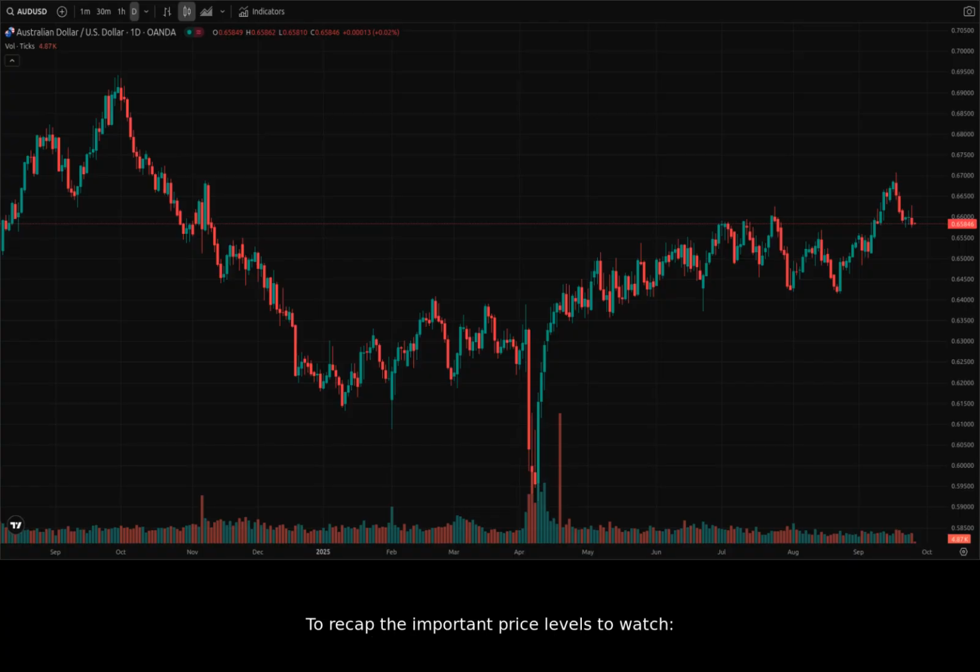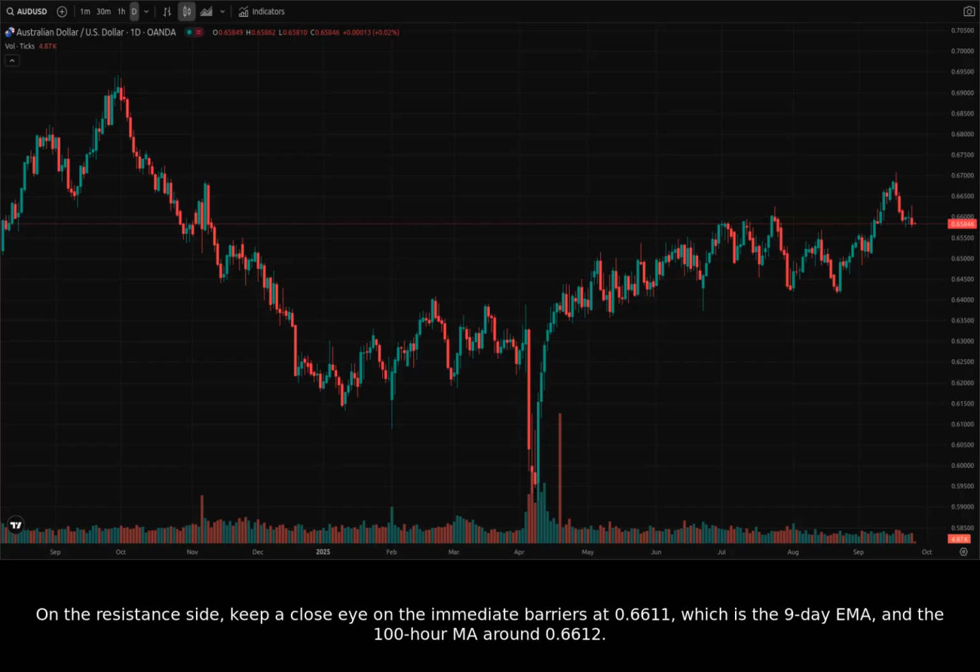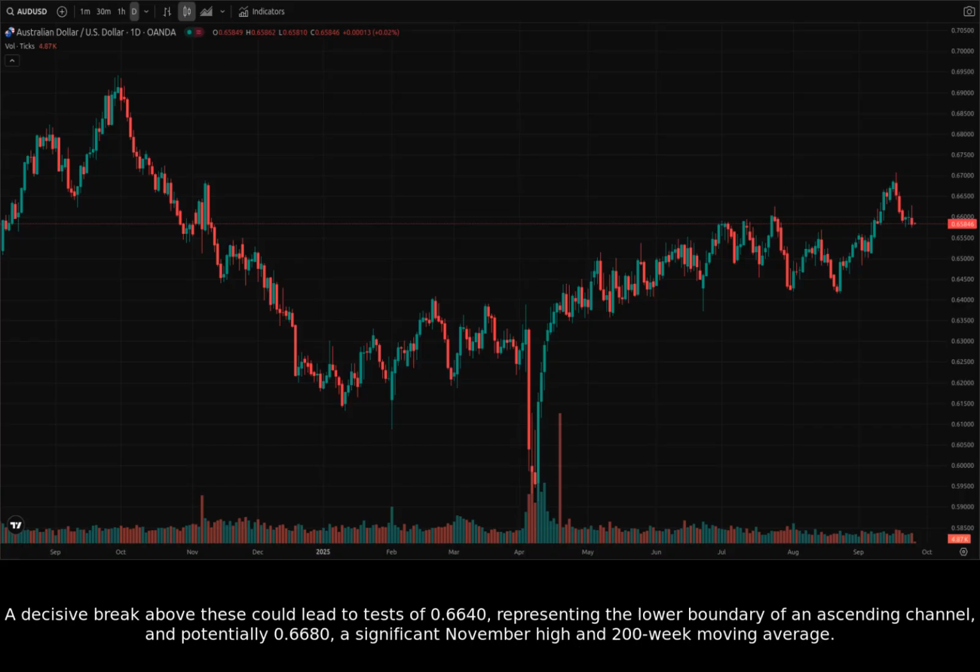To recap the important price levels to watch. On the resistance side, keep a close eye on the immediate barriers at 0.6611, which is the 9-day EMA, and the 100-hour MA around 0.6612. A decisive break above these could lead to tests of 0.6640, representing the lower boundary of an ascending channel, and potentially 0.6680, a significant November high and 200-week moving average.